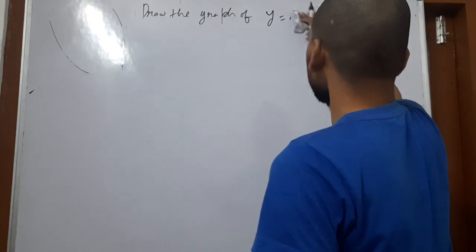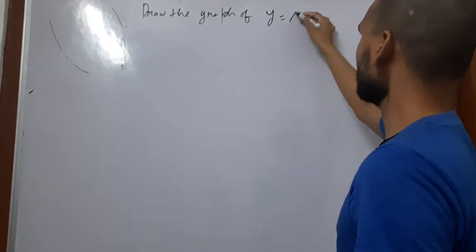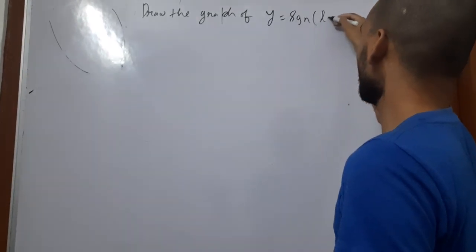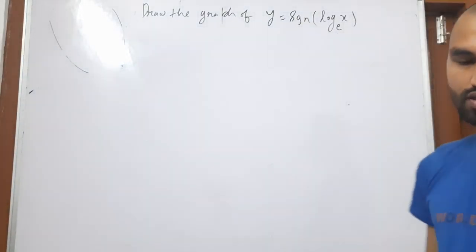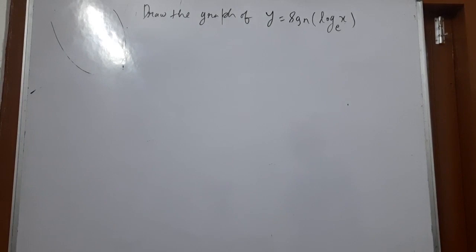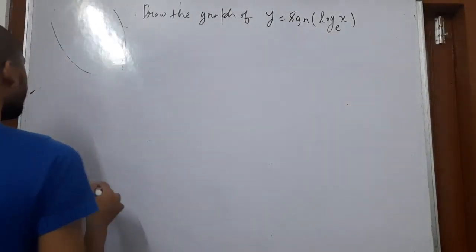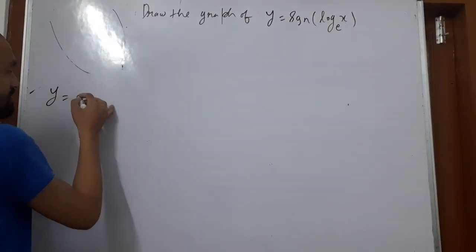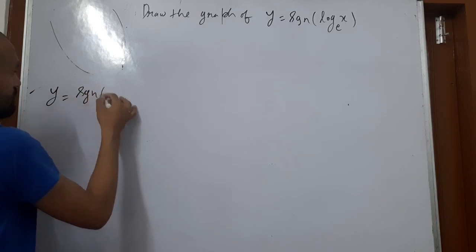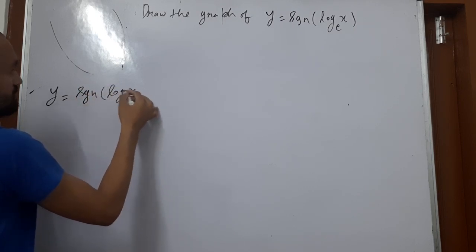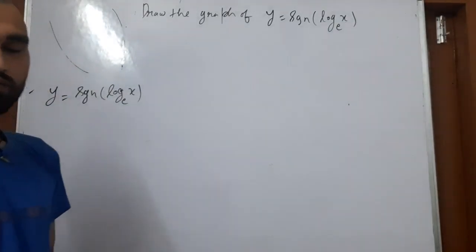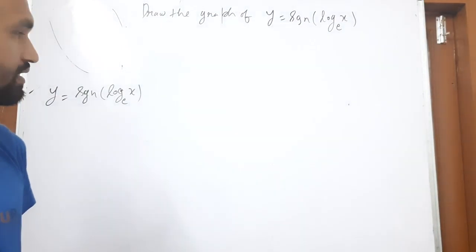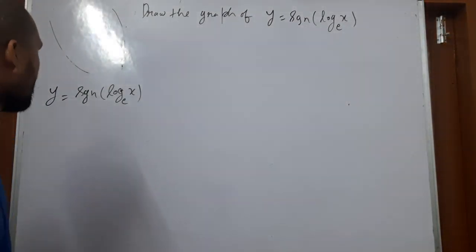Our another question is signum log x at base e. Okay, students. So first of all, we should write here y equal to signum log x at base e. Now we should decide when the log x is positive, when negative, and when equal to 0.